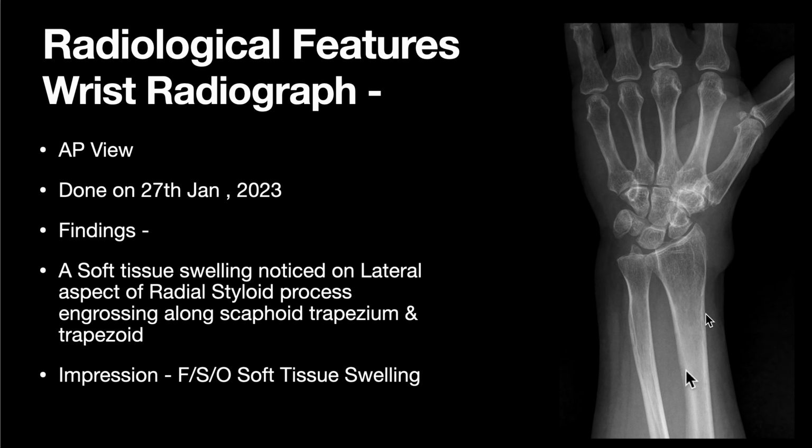First is the X-ray of the wrist. This was an AP view done on 27th of Jan 2023, and in this we can see a soft tissue swelling on the lateral aspect of the radial styloid process. It is also going around the lateral aspect of the scaphoid, trapezium, and trapezoid, going as far as the base of the first metacarpal. So this was a soft tissue swelling which we noticed on the X-ray, and the impression we gave was a soft tissue swelling.